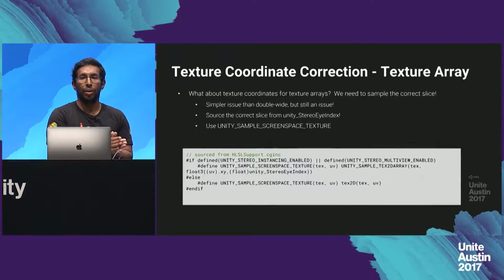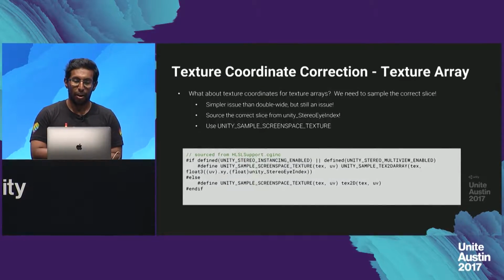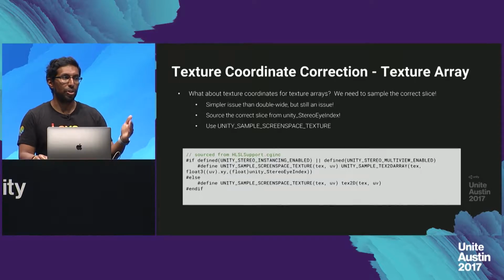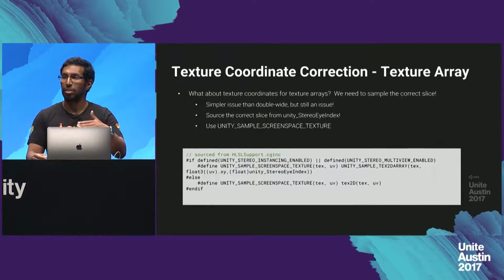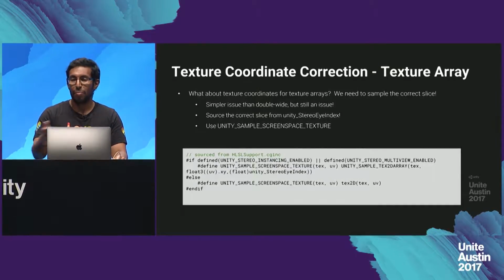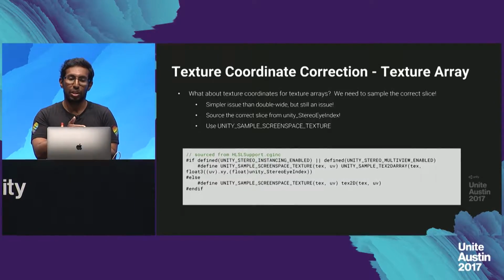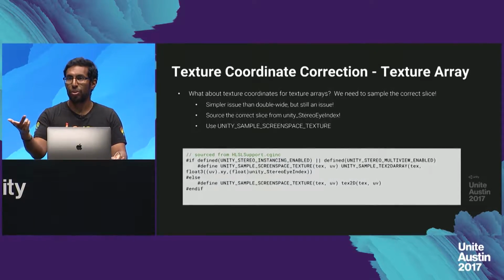So now that we've declared the texture correctly, how do we make sure that we're sampling from it correctly? Similarly to double wide, we need to sample from the correct eye portion, and those eye portions are placed into the slices of the texture array. So we can use Unity stereo eye index to source the correct slice. By the time it gets to either the vertex or fragment shader, it should be aware of Unity stereo eye index, and using that, it'll be able to index in the correct portion. You can use that to index into the texture coordinates. For a 2D texture array, that third texture coordinate is actually the array slice selector.